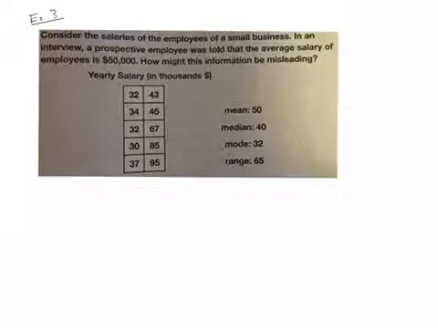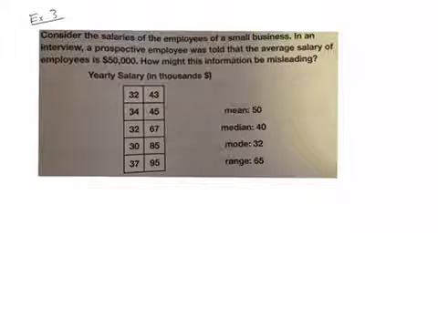Alright, this is example 3. It says, consider the salaries of the employees of a small business. In an interview, a prospective employee was told that the average salary of an employee is $50,000. How might this information be misleading? Yearly salary in thousands. Well, let's just real quick write them from smallest to largest.